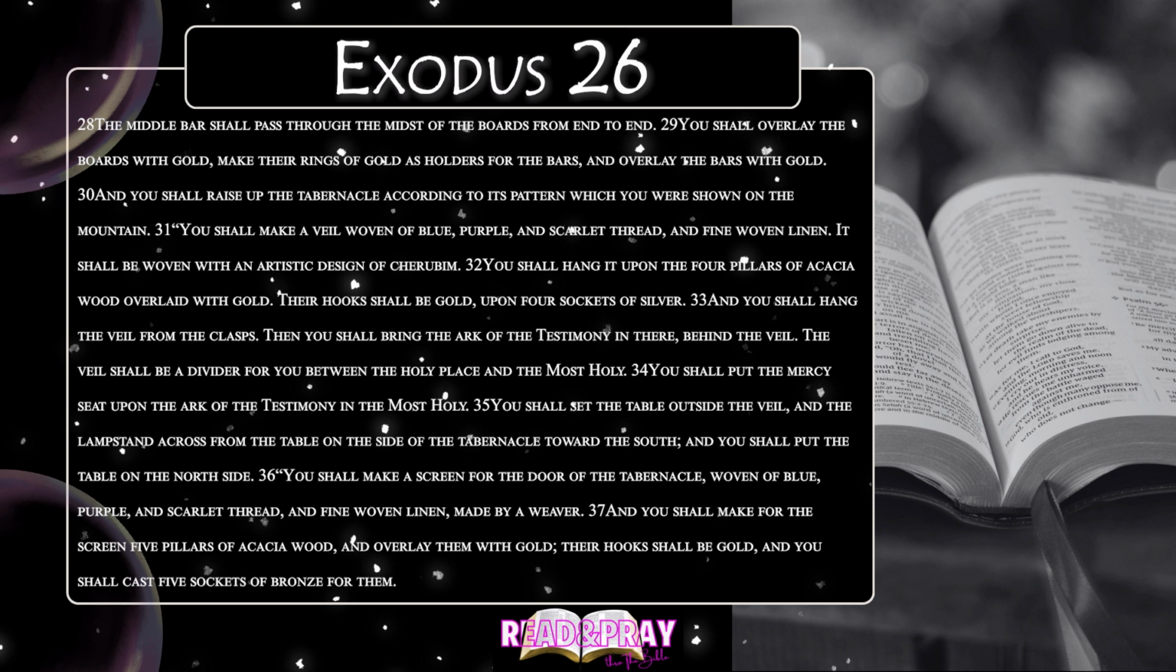You shall make a screen for the door of the tabernacle, woven of blue, purple, and scarlet thread, and fine woven linen, made by a weaver. And you shall make for the screen 5 pillars of acacia wood, and overlay them with gold. Their hooks shall be gold, and you shall cast 5 sockets of bronze for them.